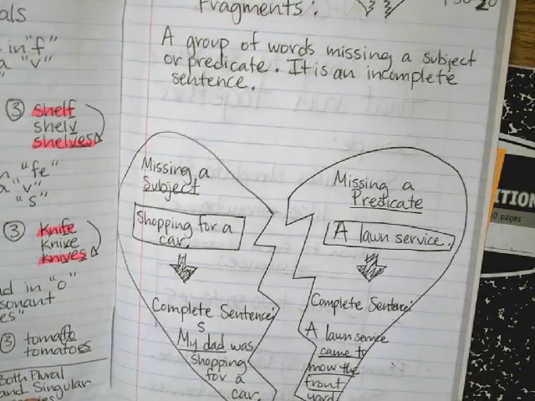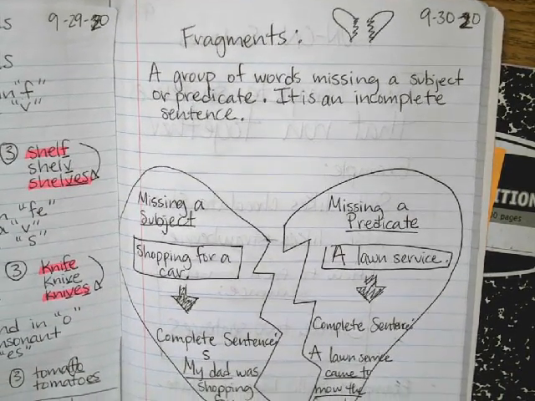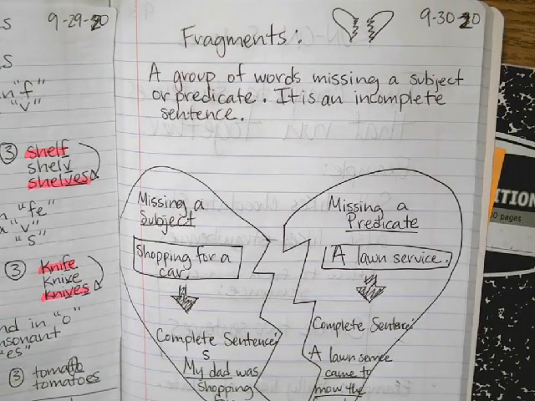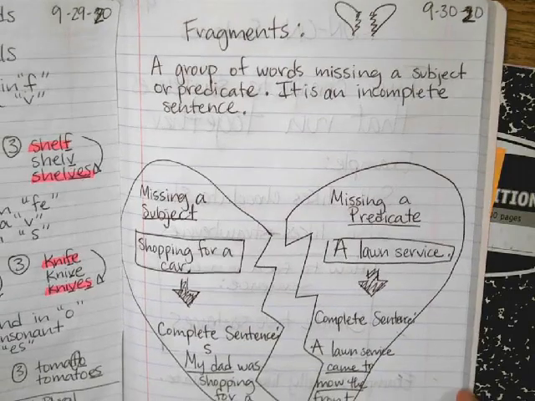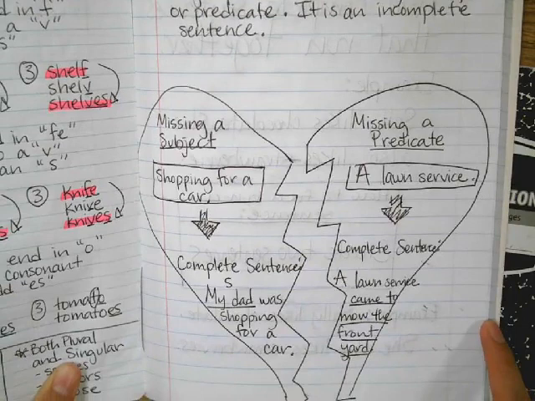And then at the end of the day, we went over fragments. They're a group of words missing a subject or predicate. It is an incomplete sentence. So we went ahead and wrote down our notes for that.